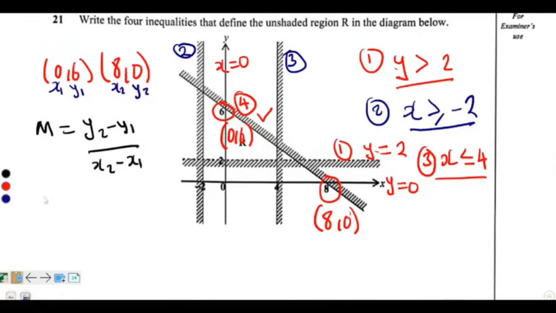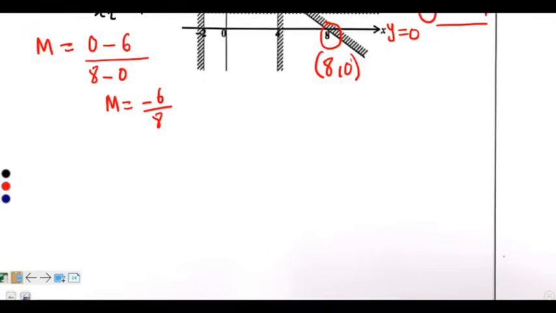So from here, let us just substitute. Gradient is equal to my y2, which is 0, minus my y1, which is 6, over our x2, which is 8, minus our x1, which is 0. I hope that you are following. From here, gradient is equal to 0 minus 6, which is negative 6, over 8 minus 0, which is 8. So from here, we can now say m is equal to, we find the number that can go into 6 and 8, that is 2. 2 into 6 is 3, 2 into 8 is 4. So this is the value for the gradient.